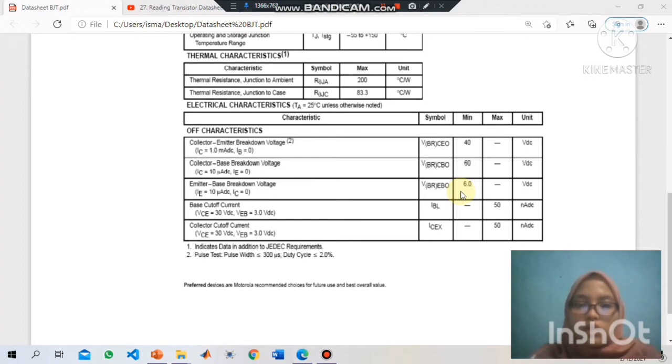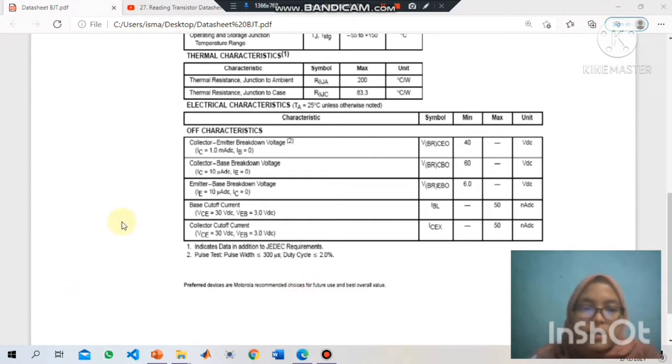Minimum breakdown voltage for this emitter base is 6.0 volt. And the second last is the base cut off current, for VCE equal to 30 volt and VEB equal to 3.0 volt. The symbol is IBL, which is the base cut off current. There is no minimum range, and the maximum value of the cut off current for the base is 50 nanoampere DC.